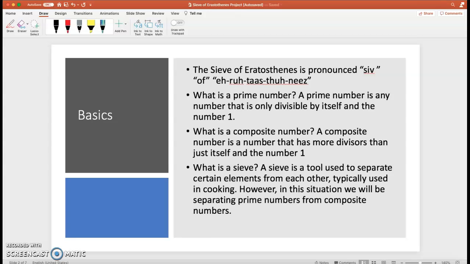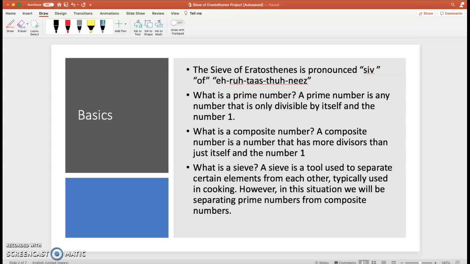The Sieve of Eratosthenes is pronounced Sieve of Eratosthenes. A prime number, which is very important, is any number that is only divisible by itself and the number 1. A composite number is a number that has more divisors than just itself and the number 1.